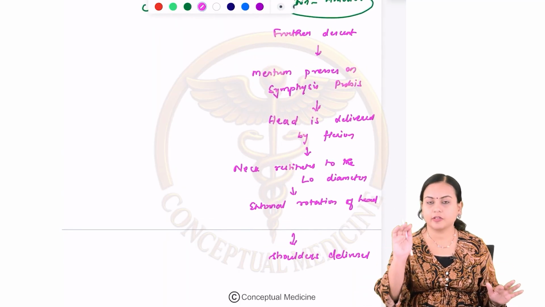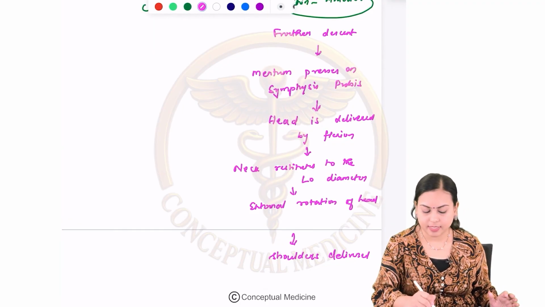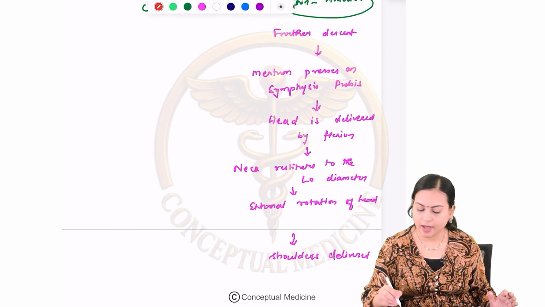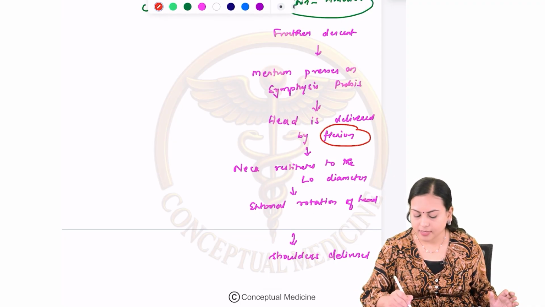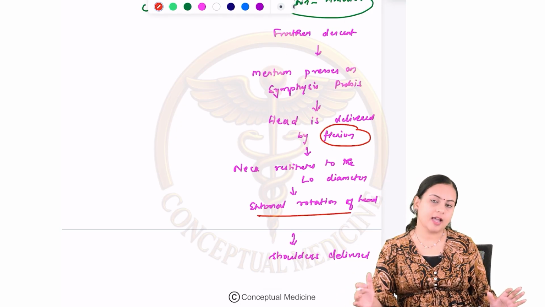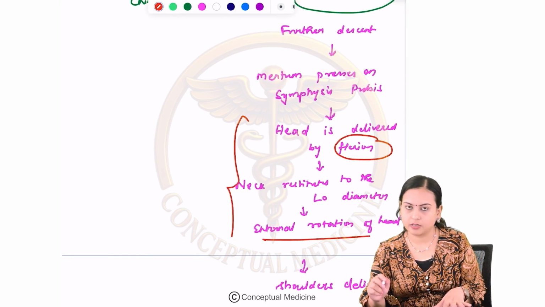Clear? The only thing you have to understand here is that in normal vertex presentation, we have the head delivered by extension, but here the head is going to be delivered by flexion. Okay, and the neck is going to restitute in the same way, and then it will be followed by external rotation of the head, and then the shoulders are going to be delivered. Clear? So, these 3 points are important, right?